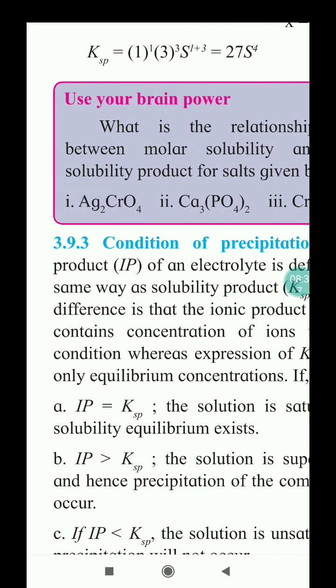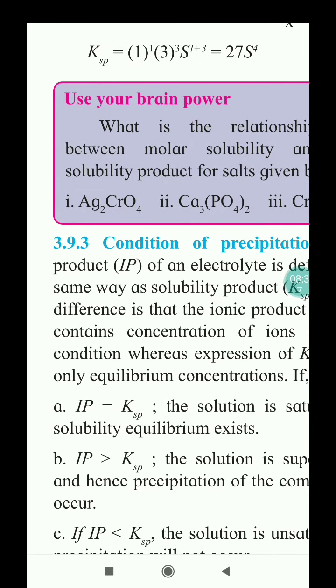Now the condition of precipitate. Here the condition of precipitation is given by the ionic product and the solubility product. Ionic product means it is simply the product of the ions which are present in the given solution. They are called the ionic product. And the solubility product we know earlier.